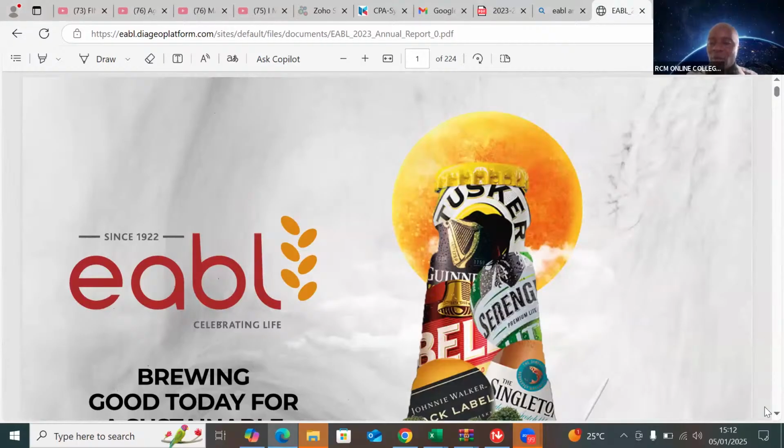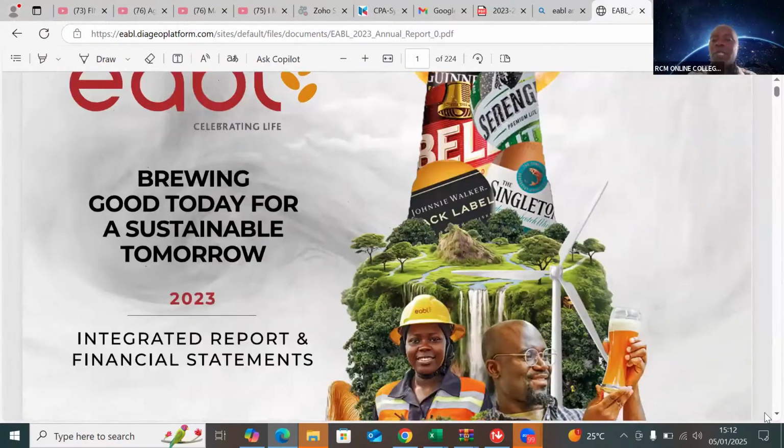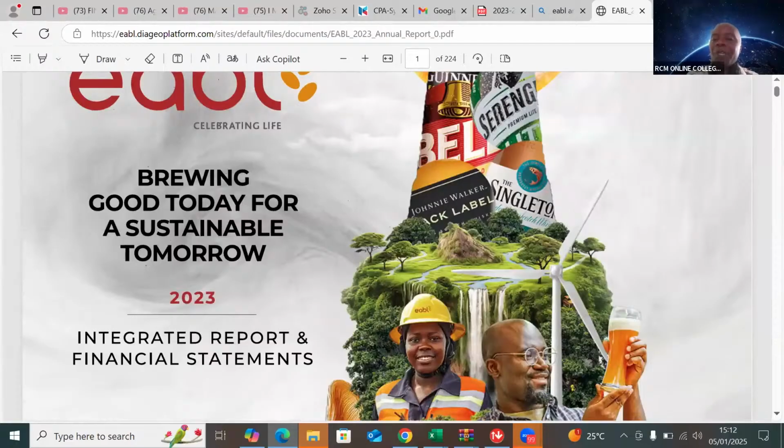Ladies and gentlemen, whenever we talk about an integrated report, integration stands for what here? Summation. You've been able to put your reports together. Remember, initially, we just used to publish financial statements. We used to publish an income statement, a statement of financial position, a cash flow statement, a statement of changes in equity, and then notes to the accounts. Just financial statements, 5 of them, 5 sections.